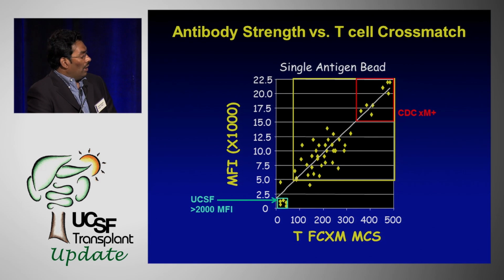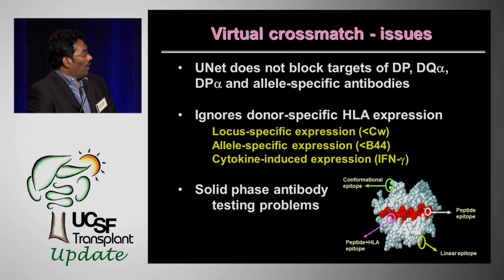But the problem is there are some allele-specific antibodies. If the patient has unique antibodies like DP, DP alpha, DQ alpha, and allele-specific antibodies, UNOS has no option to block it. So we cannot block those antigens, and we will be getting the positive crossmatch. On top of that, we are always looking at the antibodies in the patients and donor typing in the donors. We never look at the expression of the donor types. So the physical crossmatch is the only way that is donor-specific.